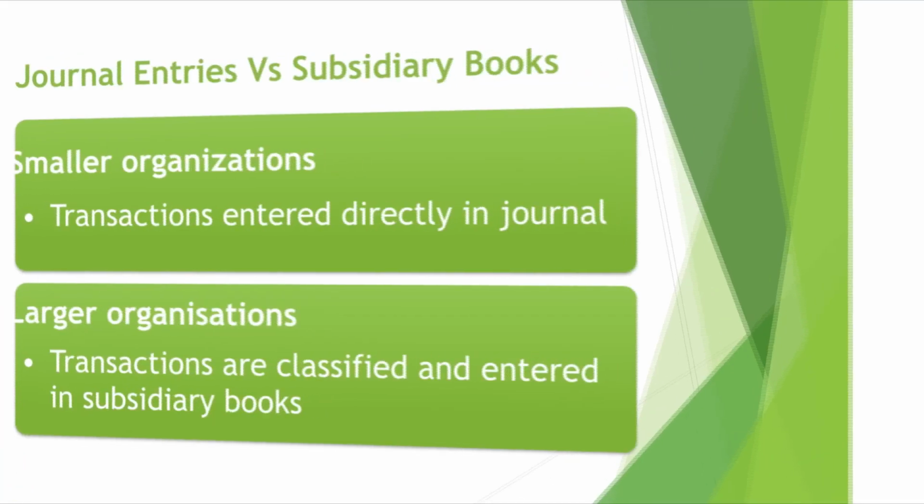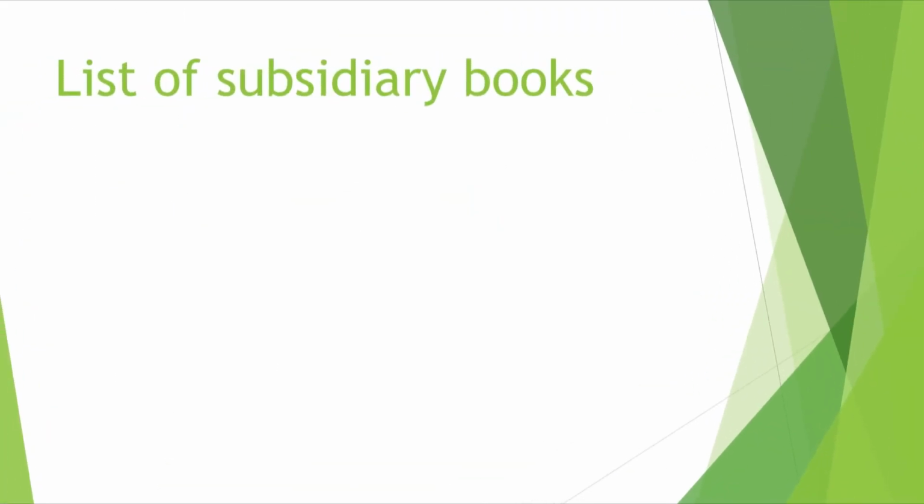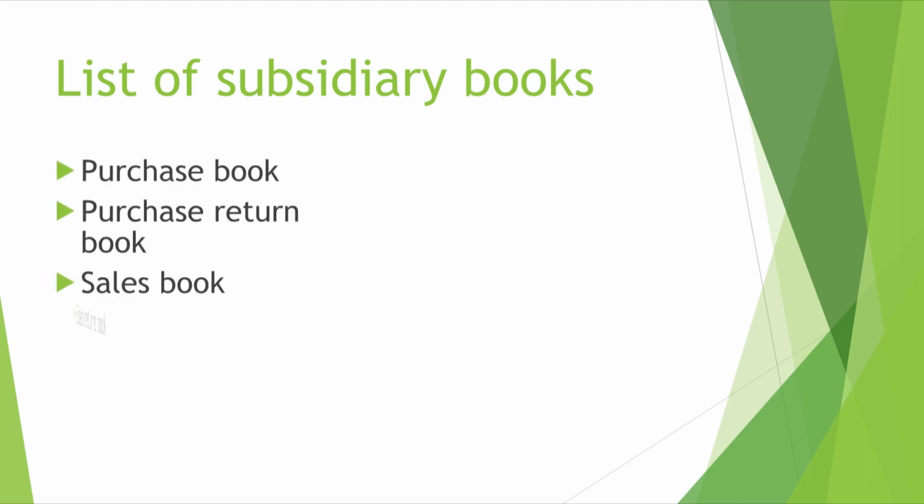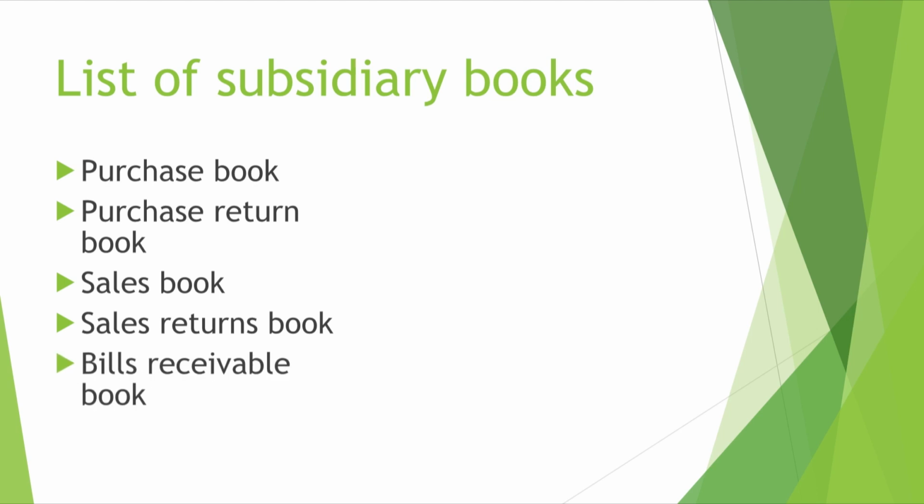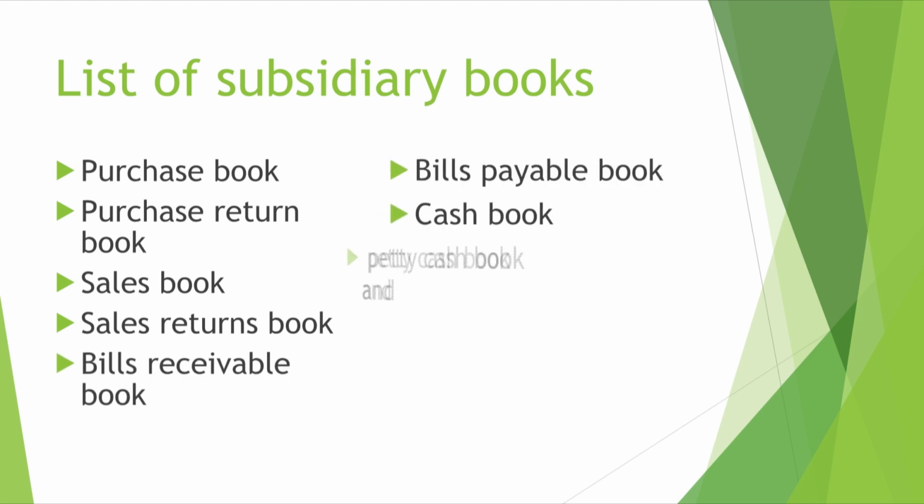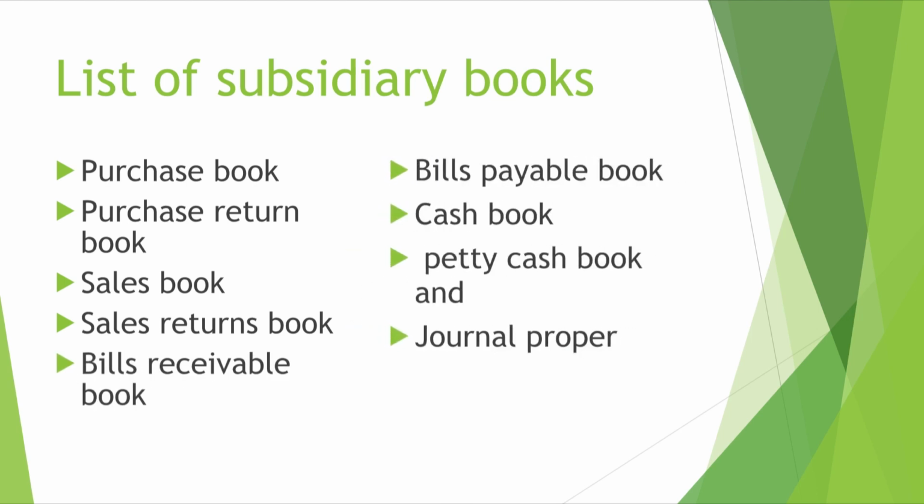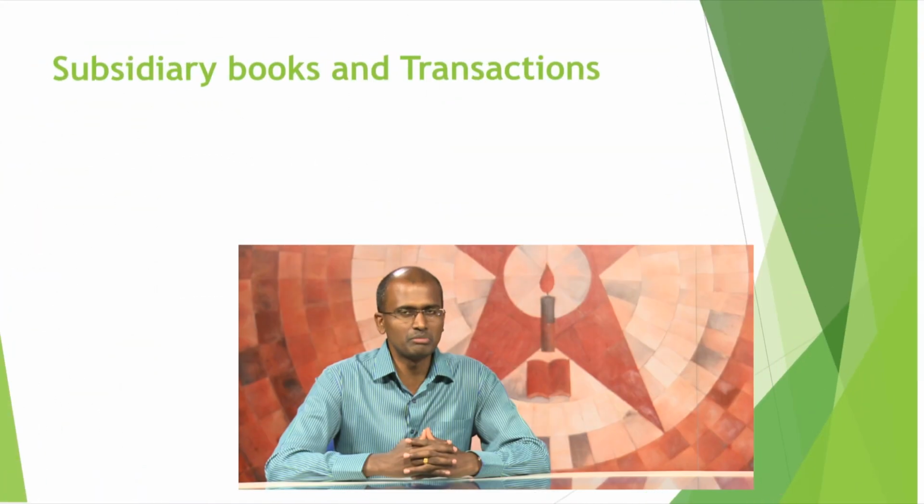There are totally 8 subsidiary books maintained in a typical organization. They are purchases book, purchase return book, sales returns book, bills receivable book, bills payable book, cash book, petty cash book, and journal proper. The business transactions are classified based on their nature and recorded in these subsidiary books. Now I'll explain the procedure of maintaining subsidiary books.